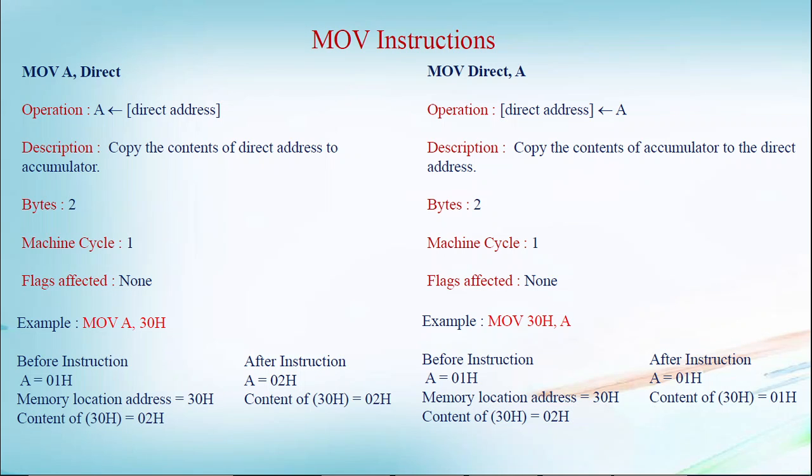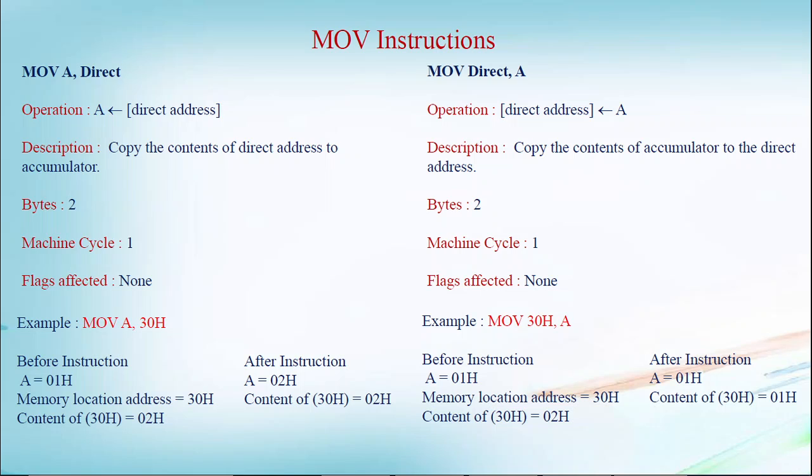Next, MOV A, direct. It means copy the contents of the direct address to the accumulator. It requires 2 bytes and 1 machine cycle. As an example, MOV A, 30H. Before the instruction, let us consider A equals 01H and the content of memory location address 30H is 02H. When the instruction is executed, the content of 30H will move into A. So A will become 02H.